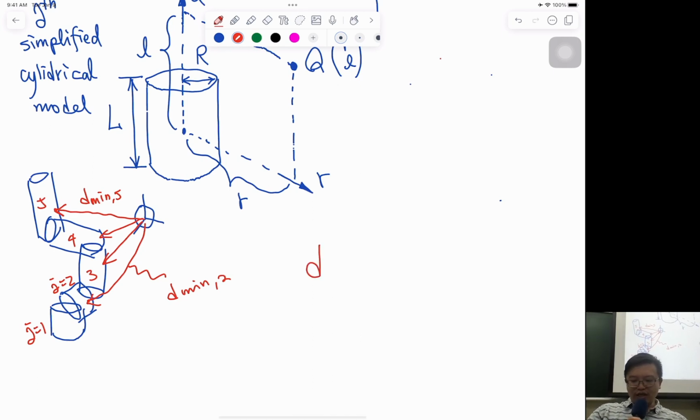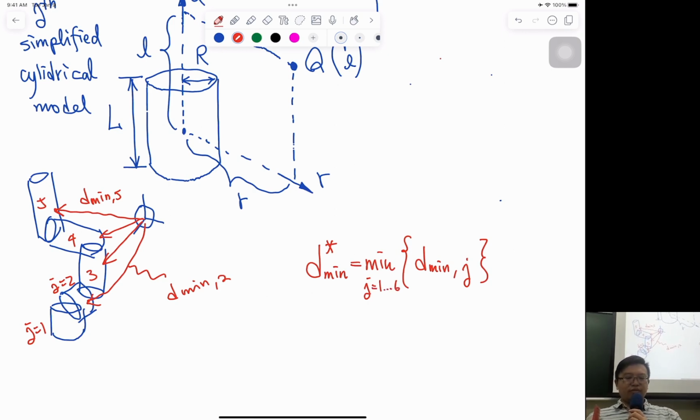So D, let me call this a D minimum. Just put a star right here, okay? The star represents the overall minimum, equal to the minimum of d minimum, comma, j, where j goes from 1 to 6. So the smallest one is my overall shortest distance between the obstacle and the entire arm.